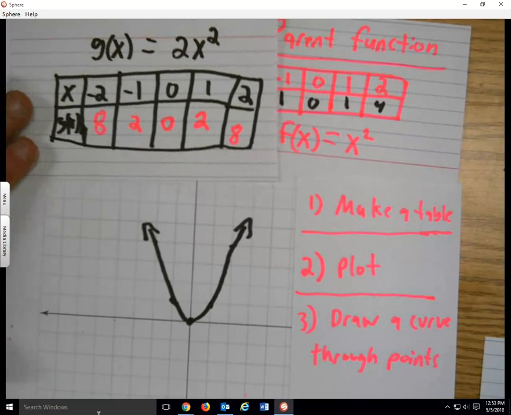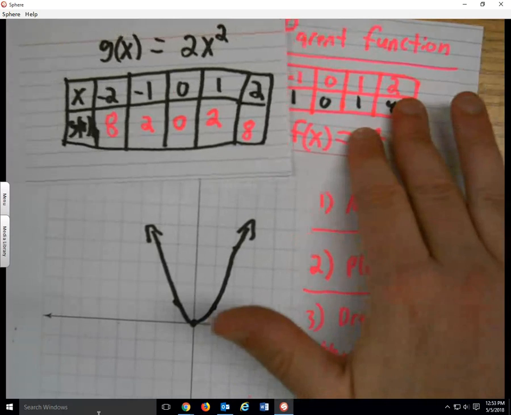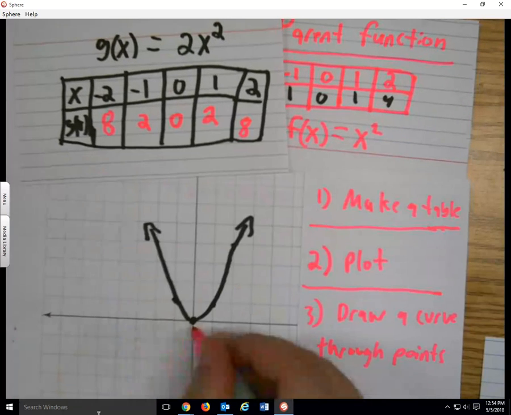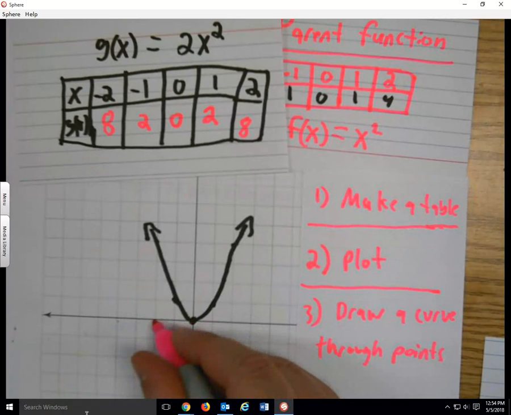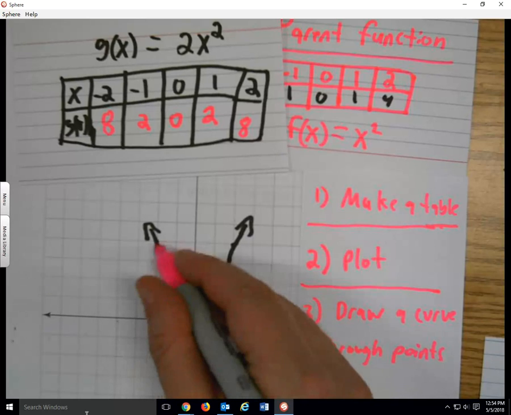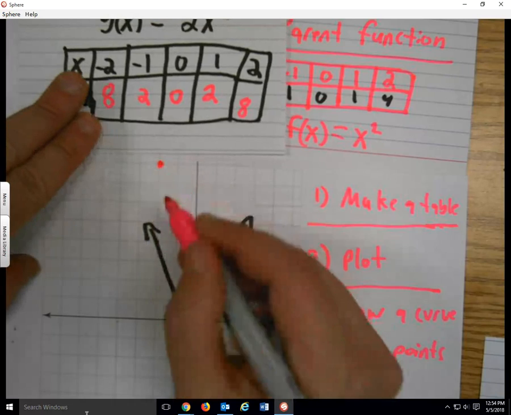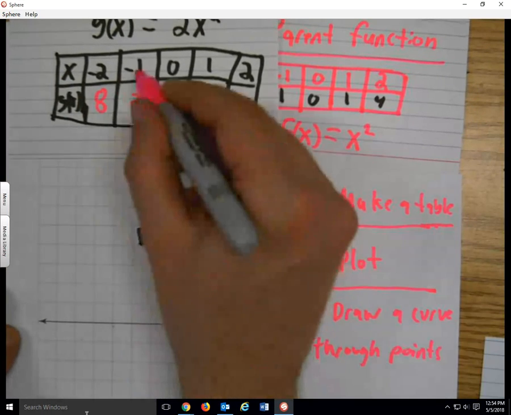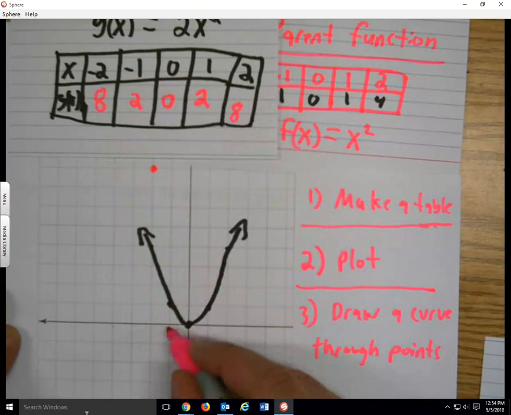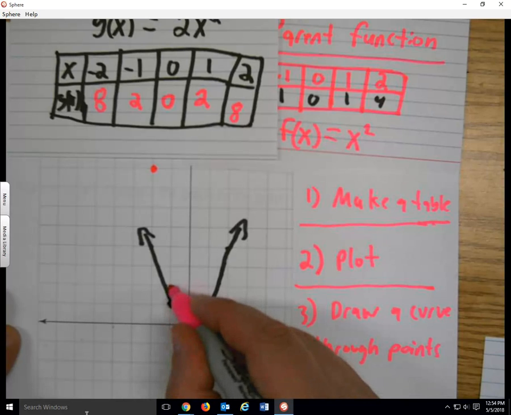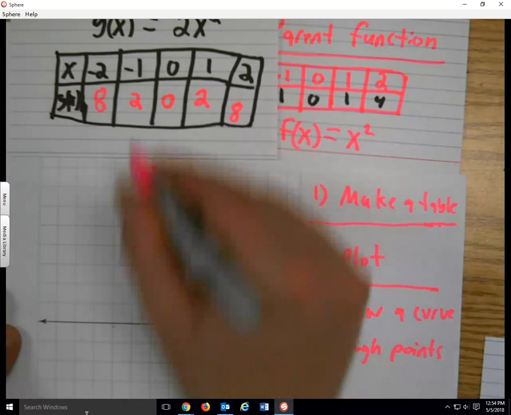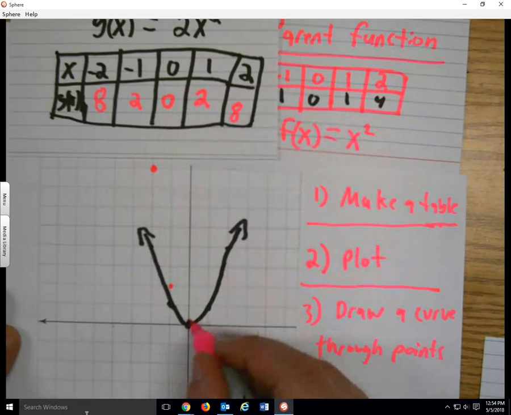Let me go ahead and graph this, and then we can compare it to the parent function. Okay, so let's graph it. If x is -2, y is 8. 1, 2, 3, 4, 5, 6, 7, 8. There we go. If x is -1, y is 2. If x is 0, y is 0. If x is 1, y is 2.